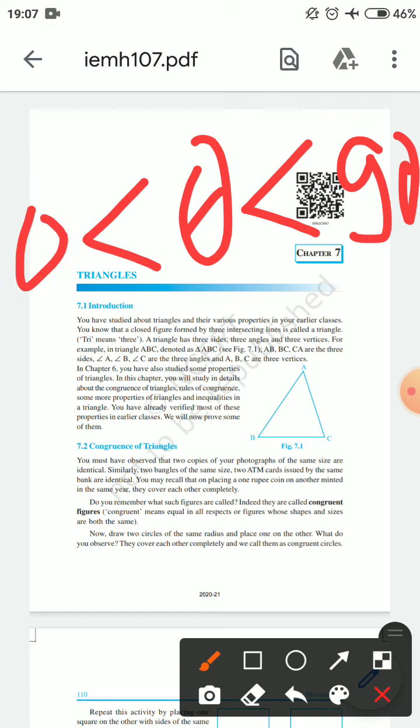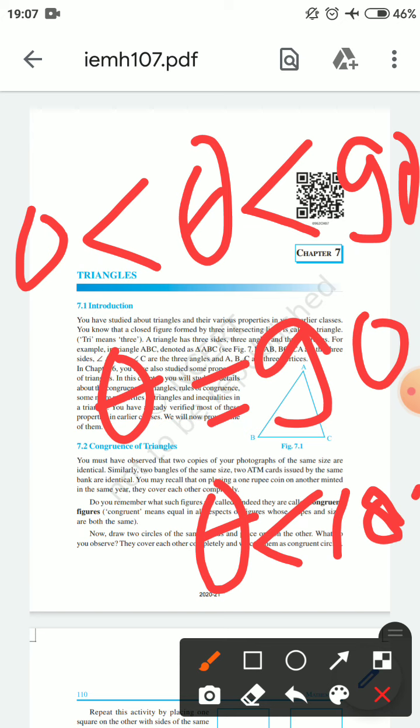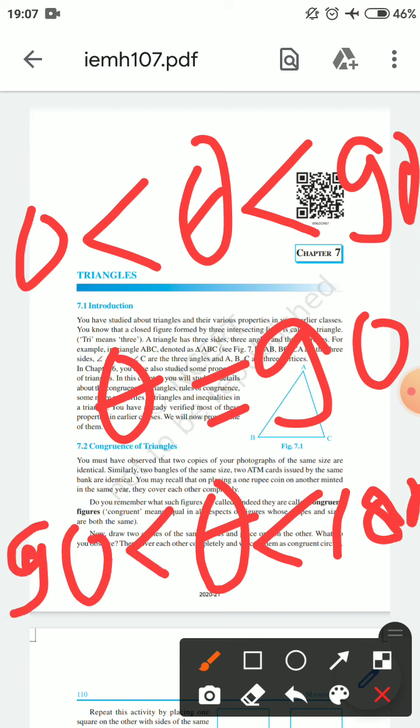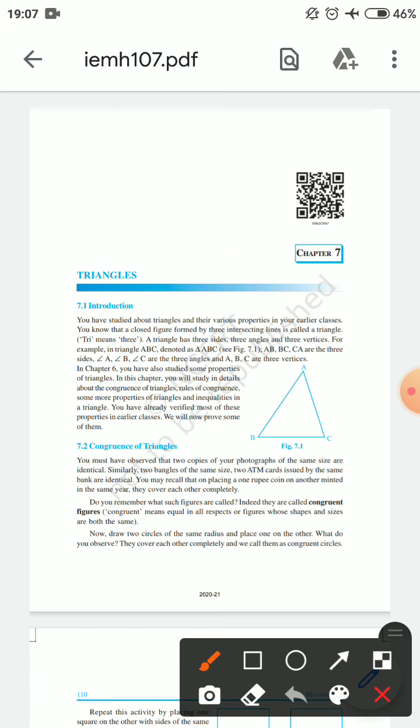Right, in a right angle triangle one angle of the triangle is equal to 90 degrees, and in an obtuse angle triangle our theta, or angle of the triangle, is greater than 90 degrees and less than 180 degrees. Right, so your theta will be ranging from 90 degrees to 180 degrees. So these were the three criteria by which you describe a triangle.